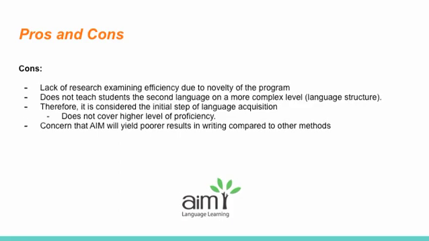Although there is still a lack of research examining its efficiency due to the novelty of the program, AIM does not teach students the second language on a more complex level, such as language structure. Therefore, it's considered an initial step and does not cover a higher level of proficiency, such as grammar. Writing is also introduced in the later years and is done so gradually. Therefore, students have less experience with writing.